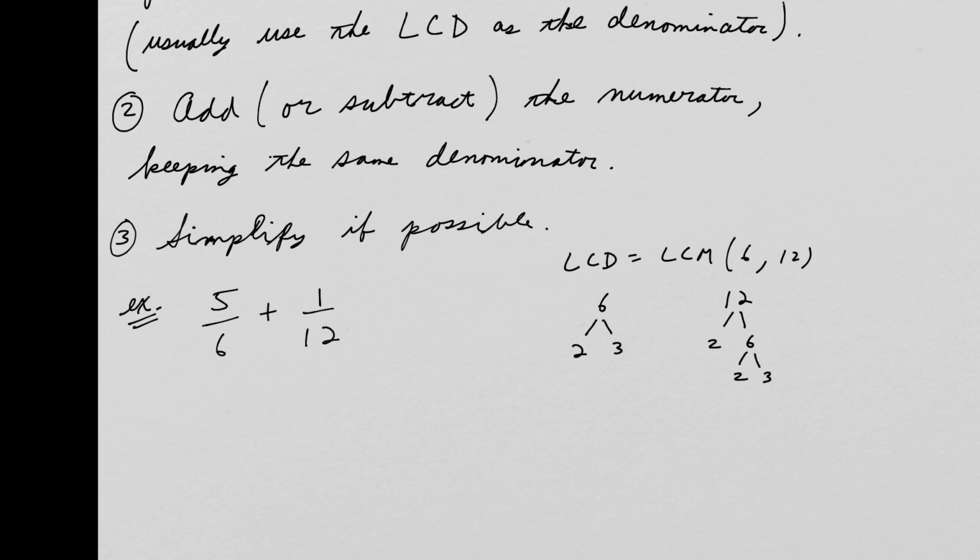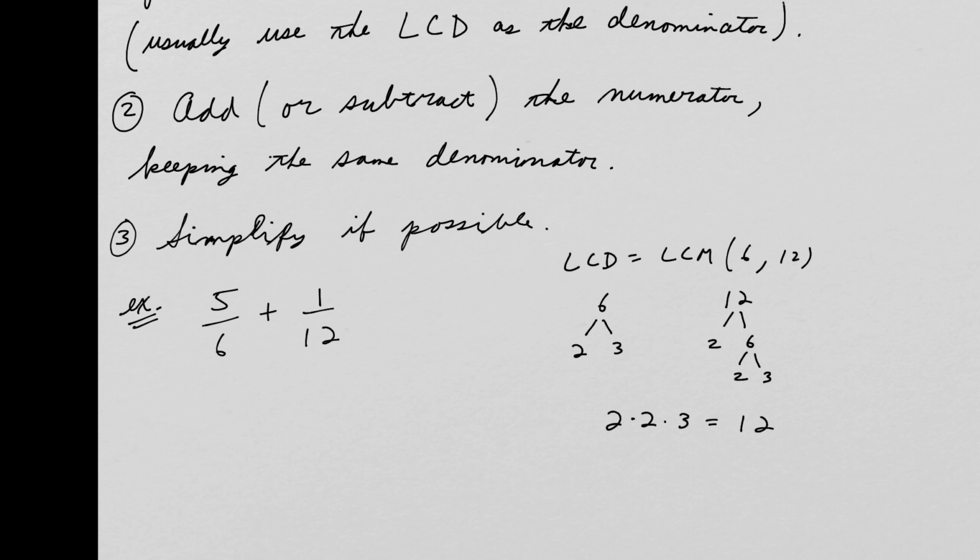Then we take each factor, the greatest number of times it occurs in either of the factorizations. Well, 2 occurs once in this factorization, twice in this factorization. So I need to take the 2 twice. And then the 3 occurs once in this factorization, once in this factorization. So it's a tie, but still the greatest number of times is once. So I need to take the 3 once. And I multiply those together. And of course, I'm going to get 12.